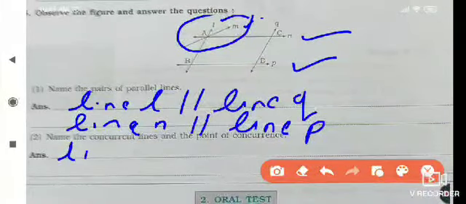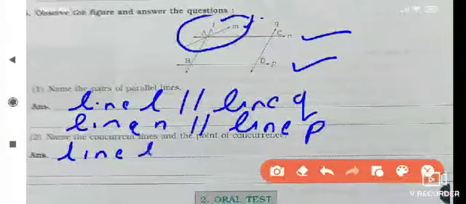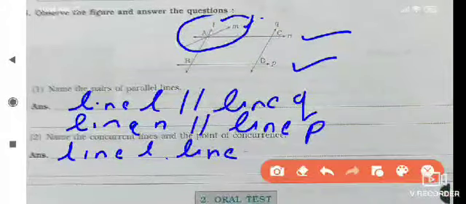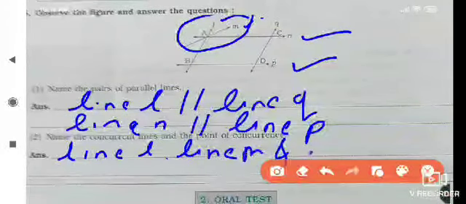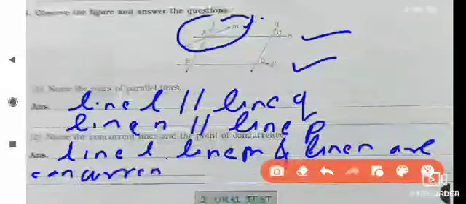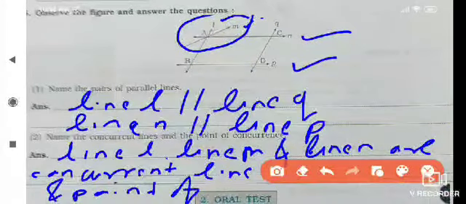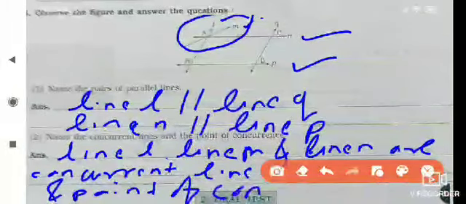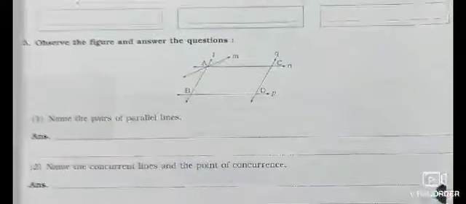So here I will write: lines L, M and N are concurrent lines, and their point of concurrence is A. Point of concurrence is A. In this way we have to write the answer.